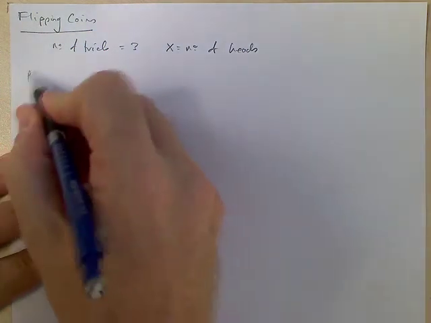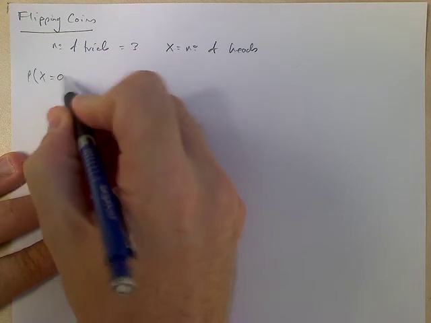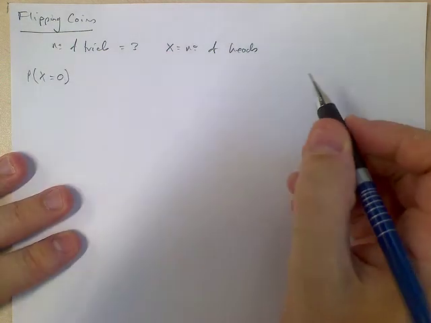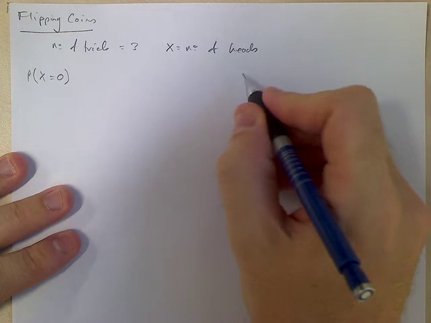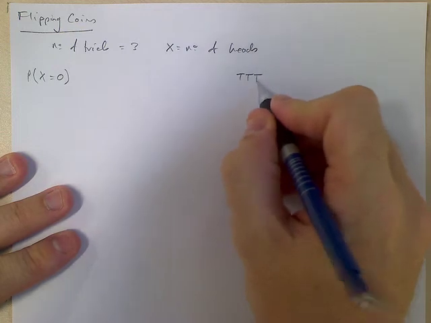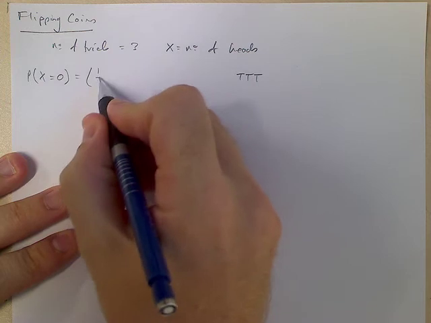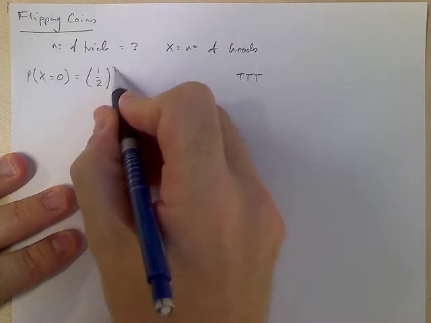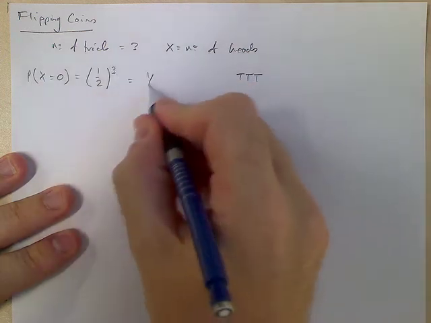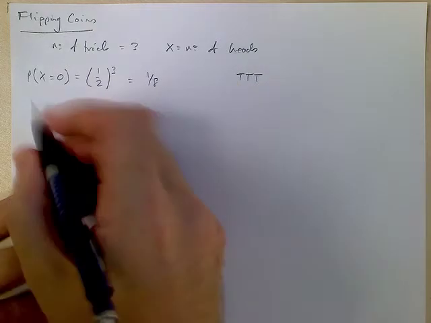And I'm going to answer several questions. First of all, probability of x is 0. So number of heads is 0, means that I need tail, tail, tail. There's only one way to do that. So I need probability of a tail is a half, 3 times, so probability 1/8.